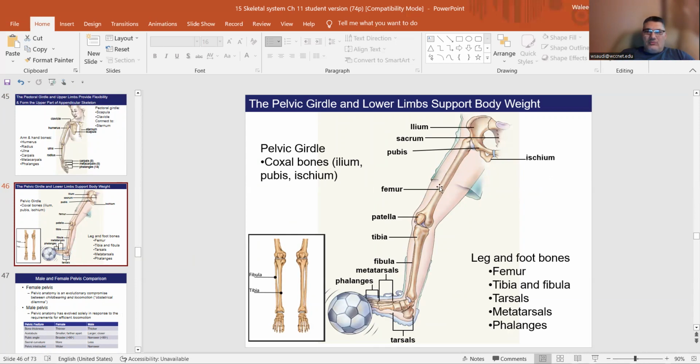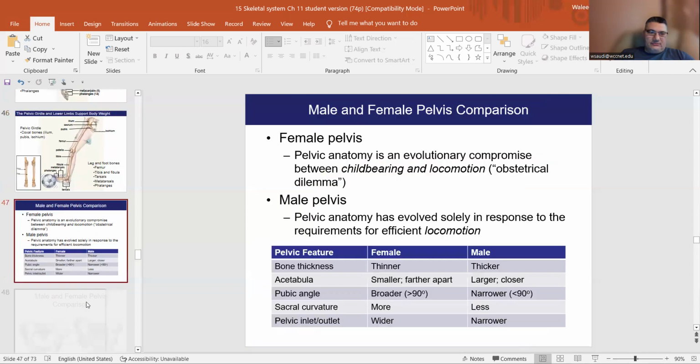This big long bone here in your thigh is called the femur. And then tibia and fibula. How to know them apart is the only thing that can be confusing. The tibia is the big one towards your big toe. The fibula is the small one towards your little toe.